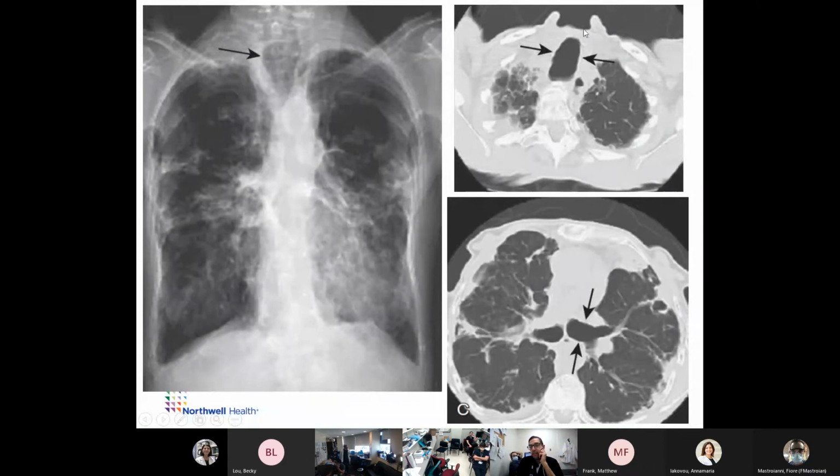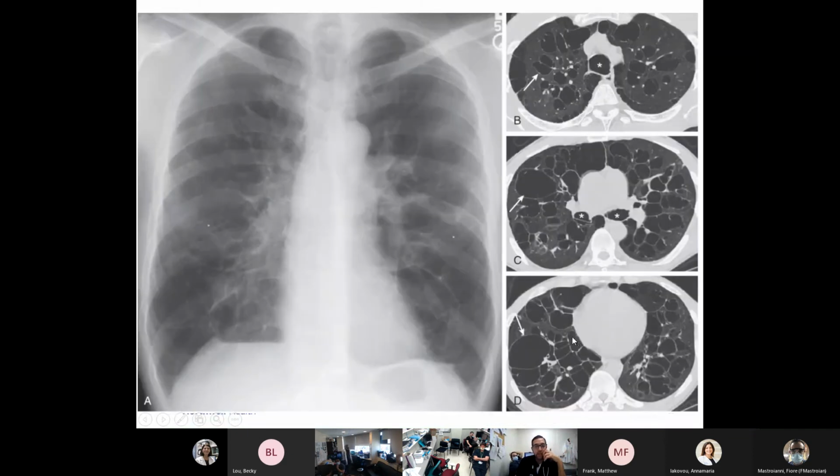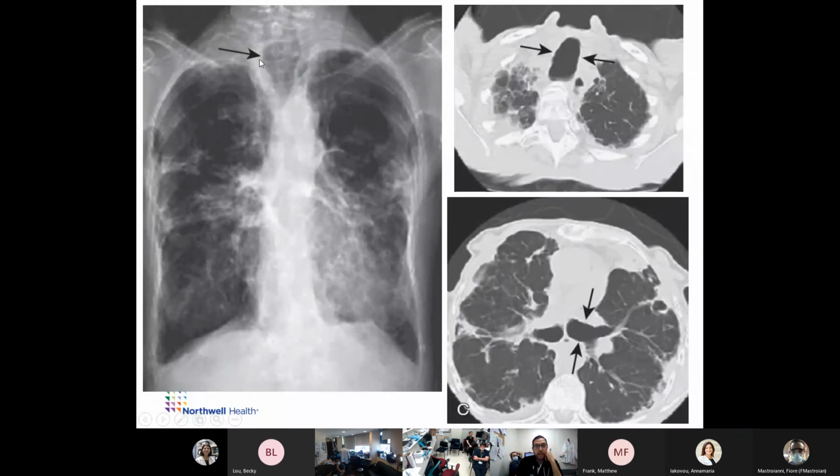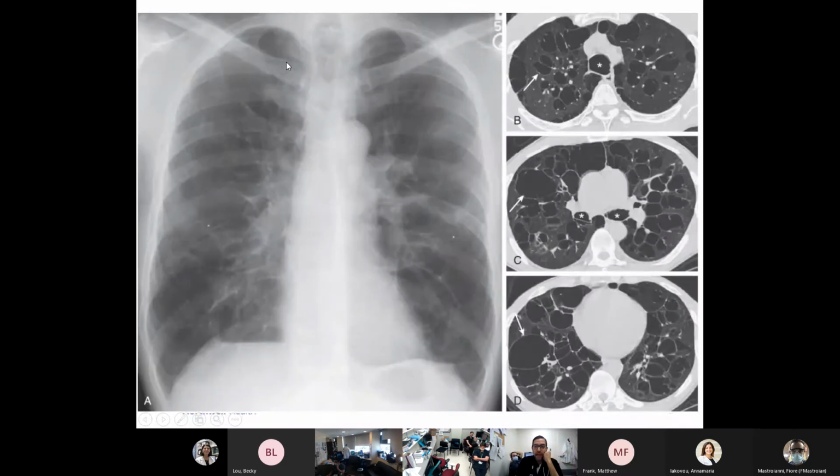Here's a classic case of this very, very severely dilated trachea, more than 3 centimeters, with associated bronchomegaly, like dilated bronchi. And you can see it here on the X-ray how dilated the trachea is. Here's another patient with this severe tracheomegaly, dilated bronchi, and then associated bronchiectasis.